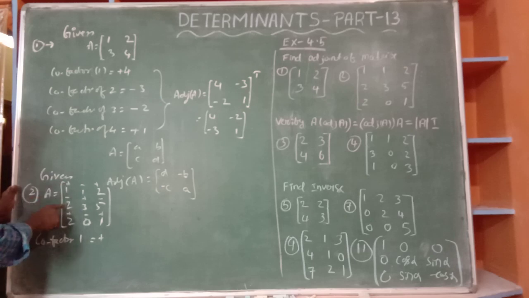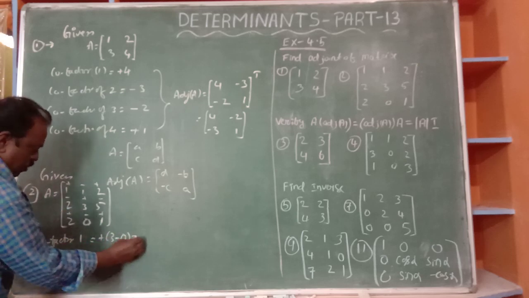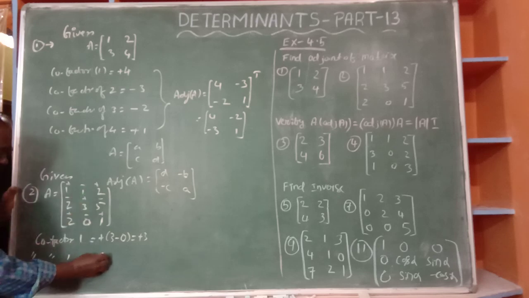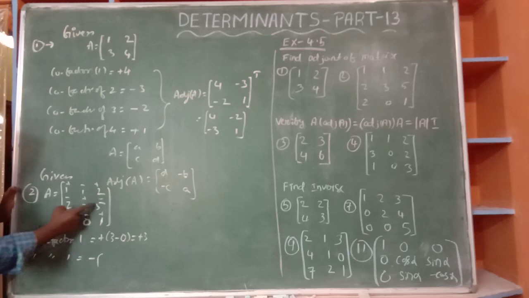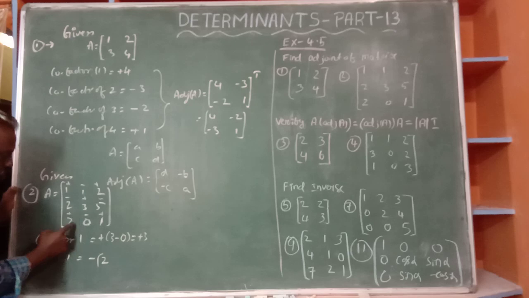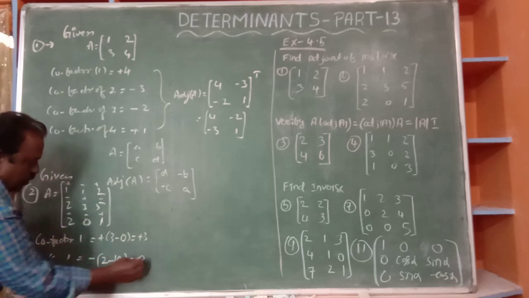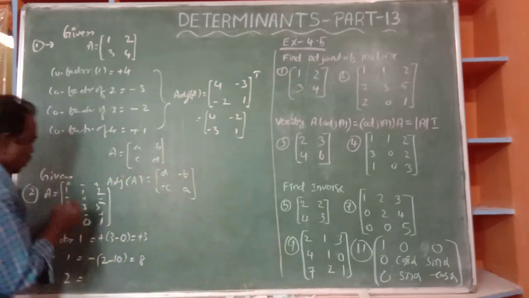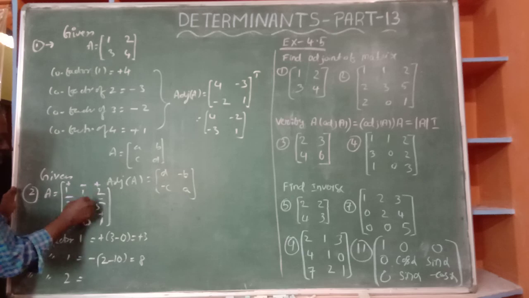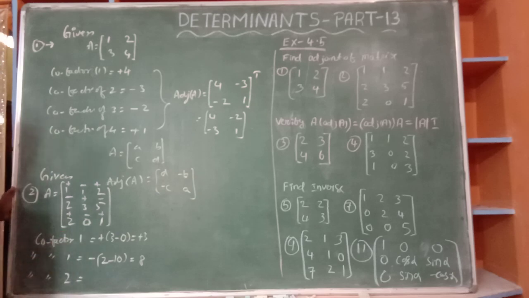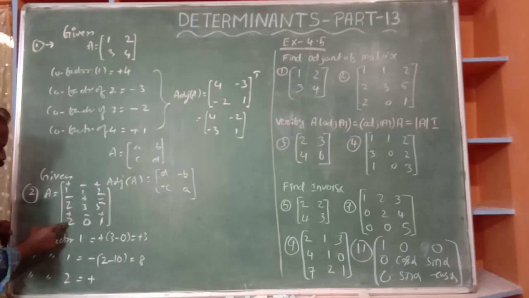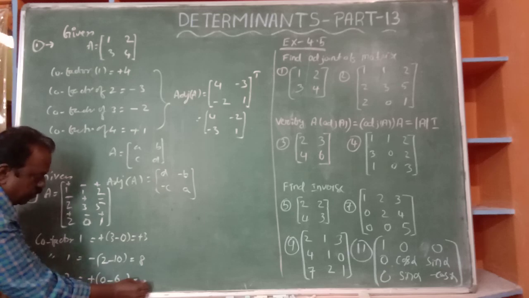For 1 the minor is found by deleting this row and column: 3 into 1, 3 minus 0, is equal to plus 3. Similarly, cofactor of the next 1 is a minus, deleting a row and a column. We get these elements: 2 into 1 is 2, minus 10, it is minus 8, plus 8 with the sign. Cofactor of 2, don't confuse. The plus 1 is a separate one, for the purpose of finding the cofactors only. For 2, I have to mention plus. 2 into 0 is 0 minus 6, which is equal to minus 6.